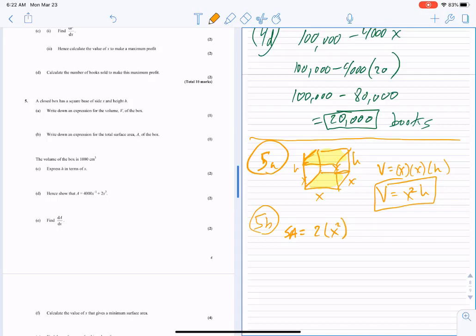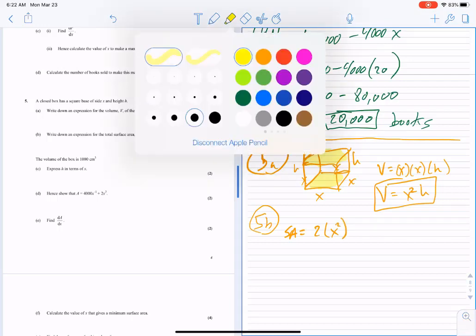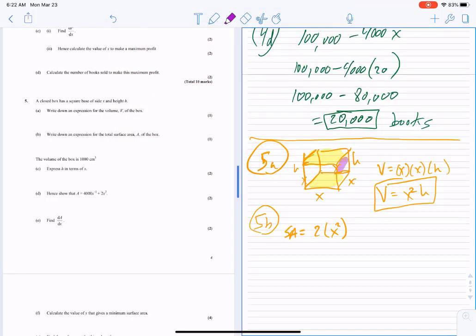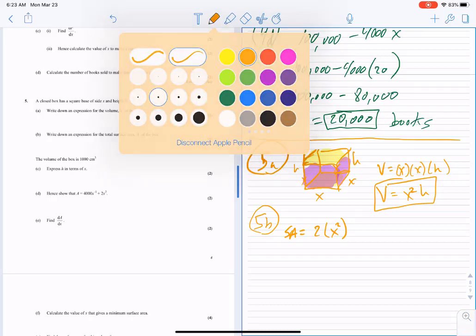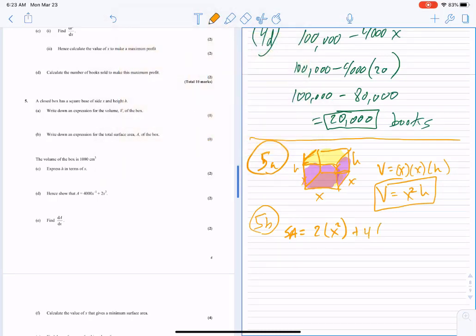That's going to give me those 2 sides. And now in this other bit, I have to get all the faces, not the top and the bottom. And all the faces are going to be x times h, and there's 4 of those around there, right? So we're going to say plus 4 times xh. This is going to give me an expression for my surface area. Let's simplify that a little bit. This will be 2x squared plus 4xh. And that's my expression for surface area. So that's part B.